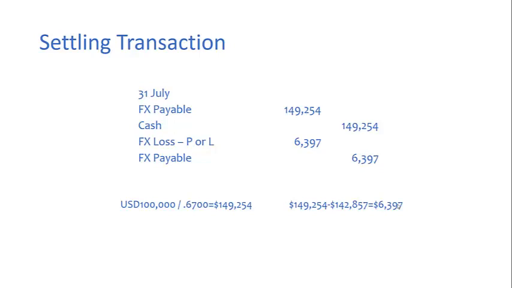Please note that if there hadn't been an intervening financial year end, then all of that loss would have been recognised on settlement. So all that's happened is that we've allocated the loss between before year end and after year end component.